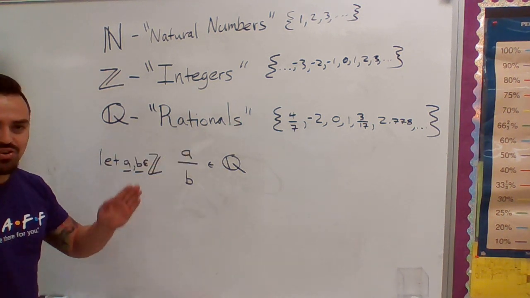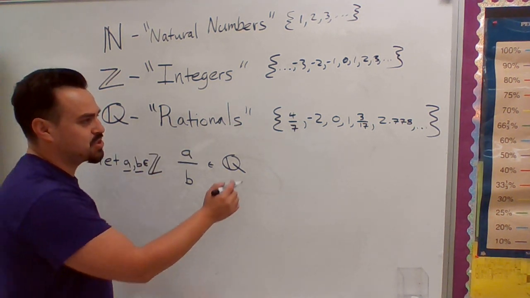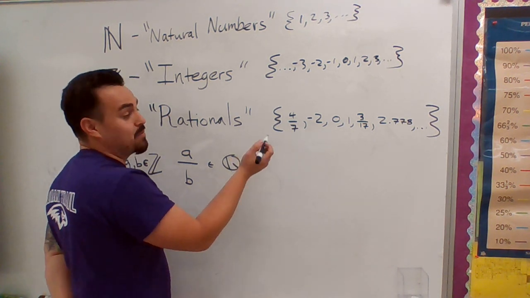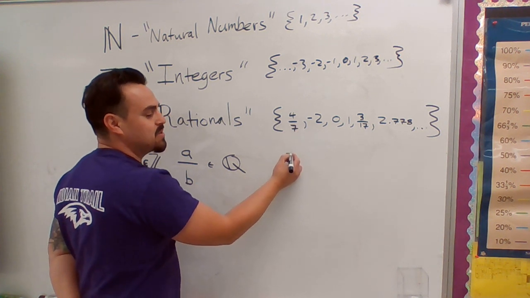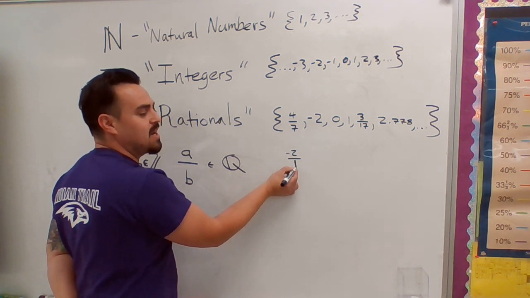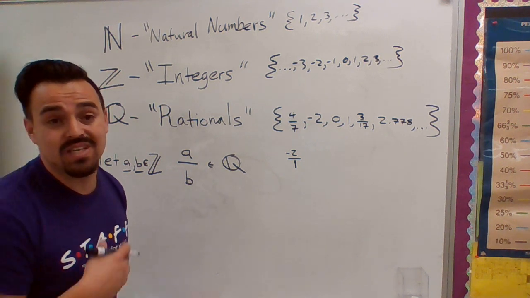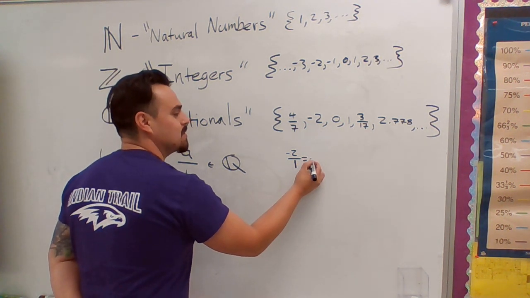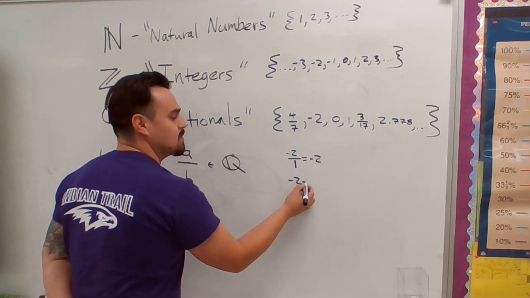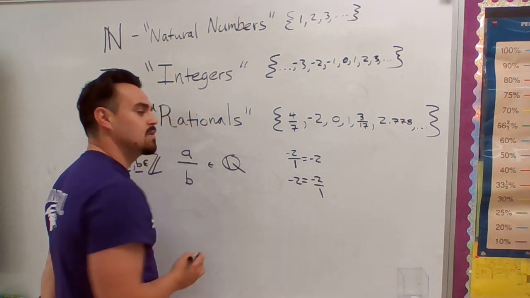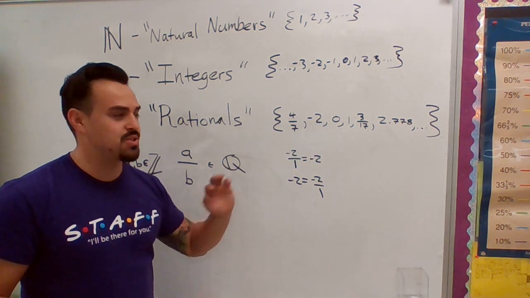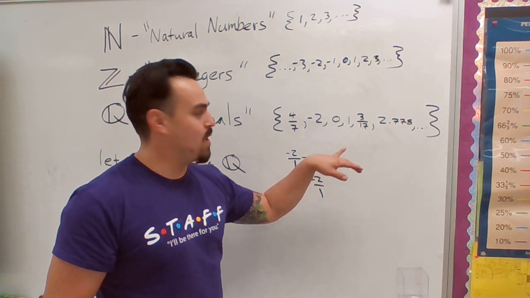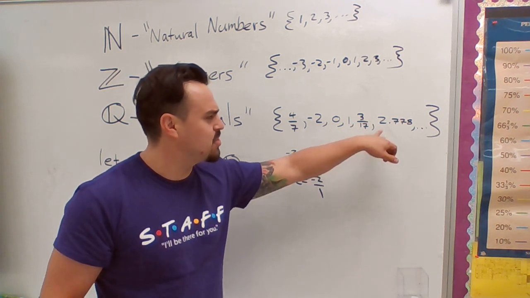And as you can see, these are all integers divided by integers. 4 is an integer, 7 is an integer. 4 divided by 7, rational. -2, as y'all know, any number can be written divided by 1, because any number divided by 1 is just itself. So that is a rational. 0 can be divided by 1. 1 can be divided by 1. That's a rational by definition, integer divided by an integer.